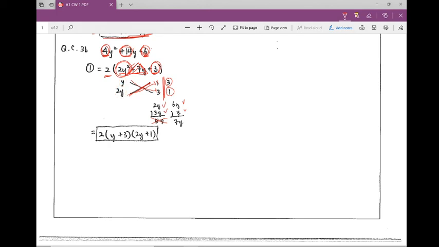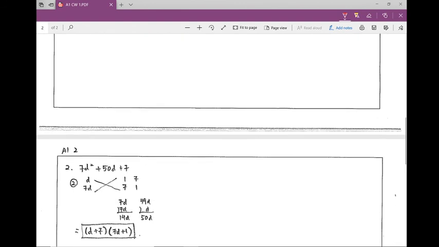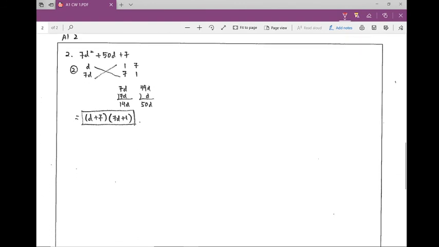So when I write my answer, I write y plus 3. I write 2y plus 1. And don't forget the 2 we factored out, and we're done. The last case I want to go over is number 2.